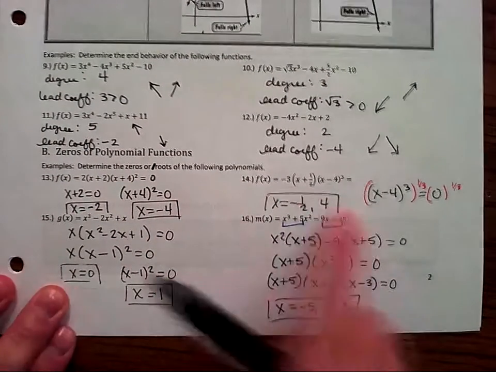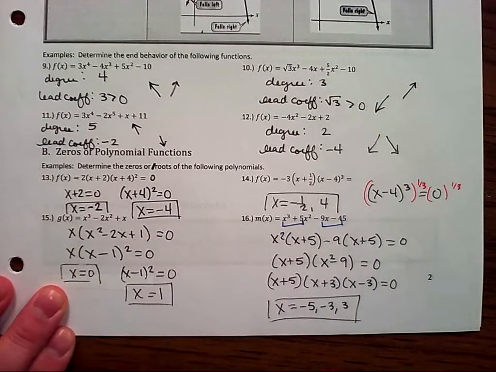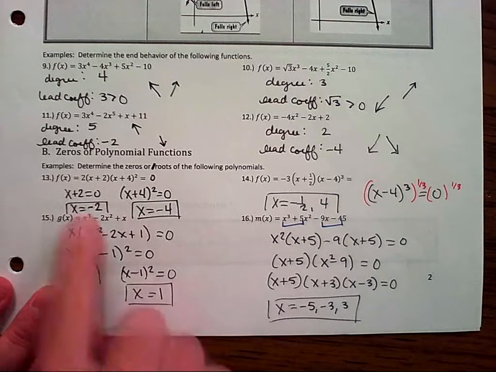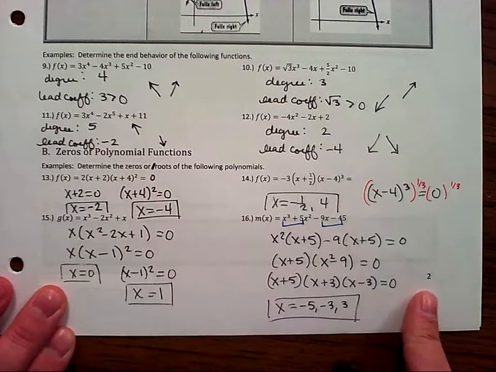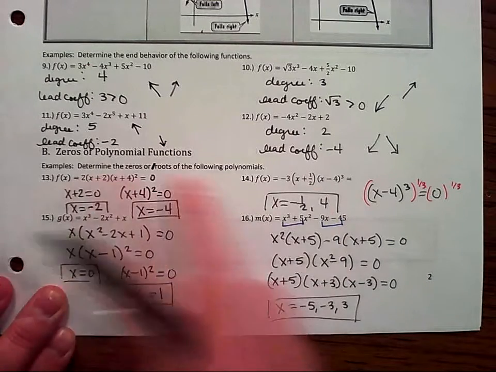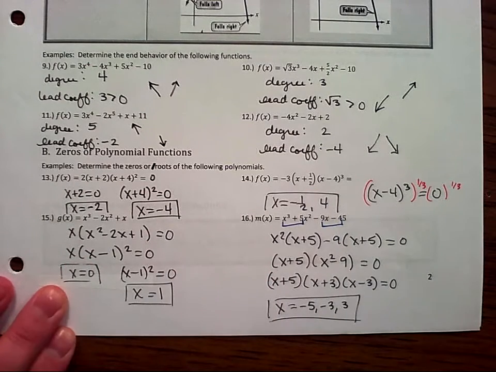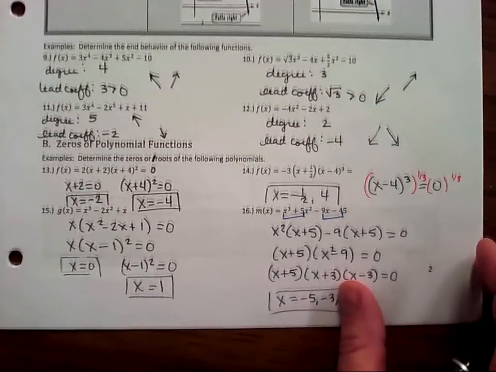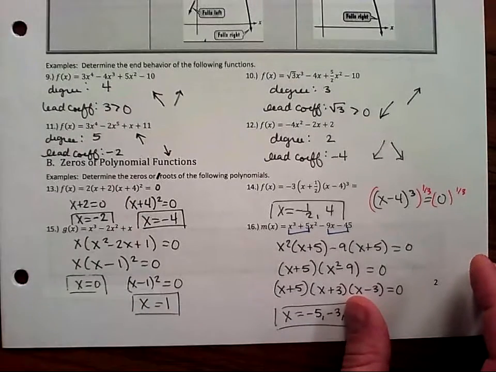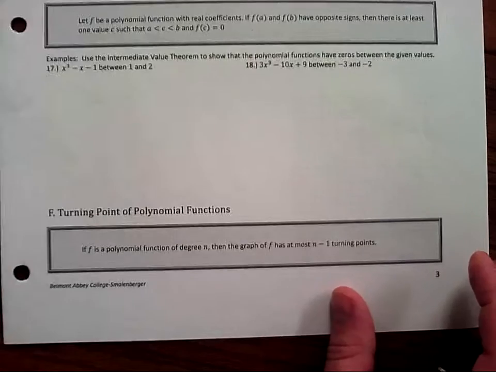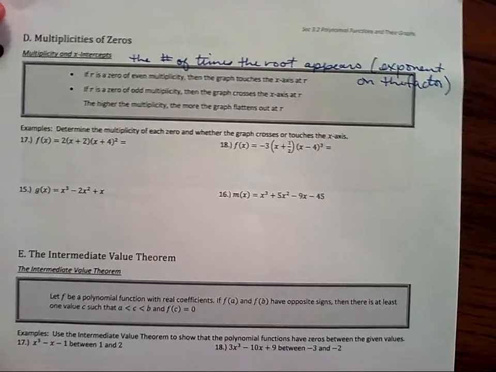And then we found the zeros, right? When we find the zeros, that's the x-intercepts. We can do that by setting the function equal to 0 and solving. Some of these were already factored, some were not. The thing is that we set them equal to 0 and solve. All right. And then we went on to talk about multiplicity of zeros.